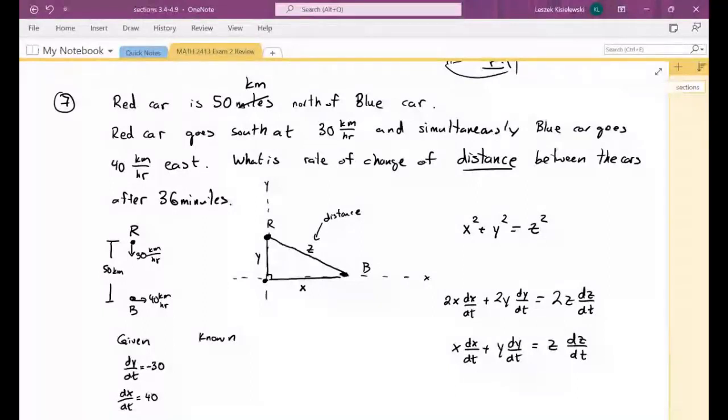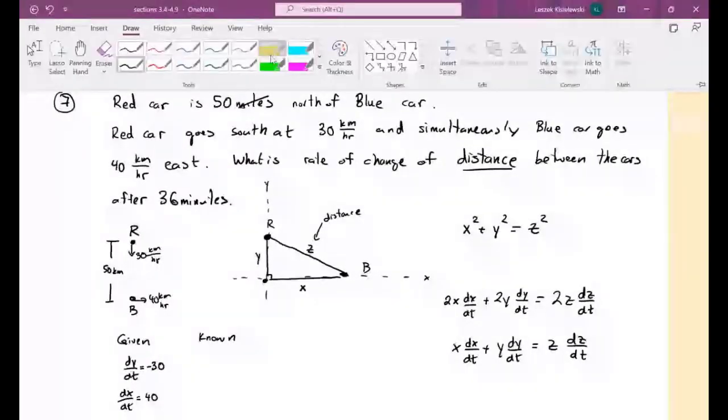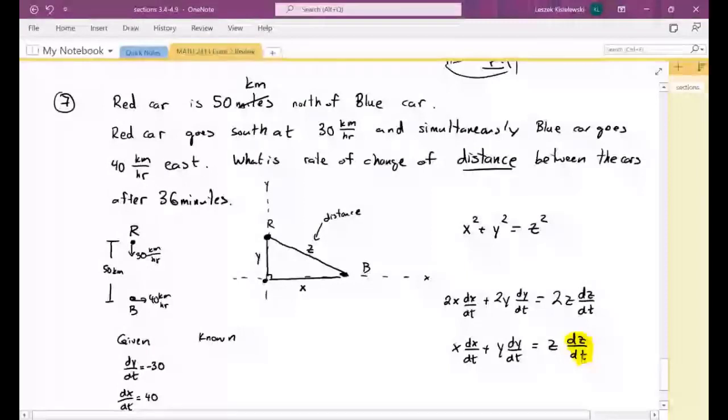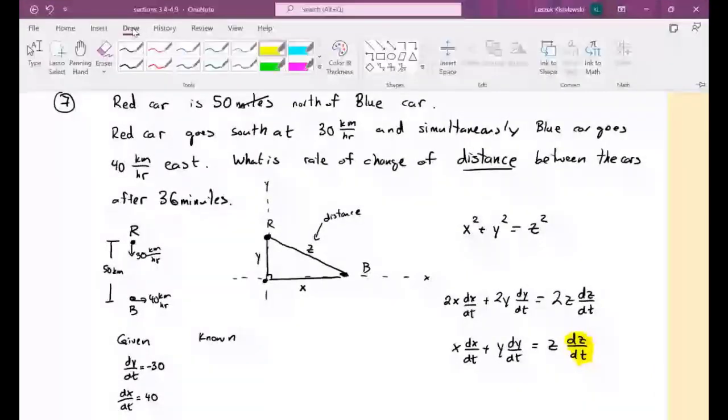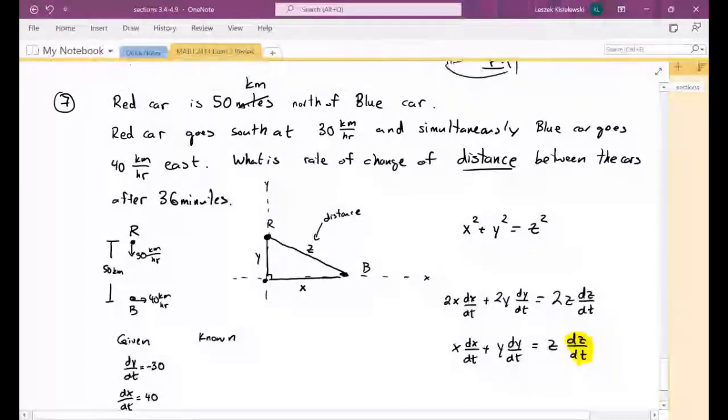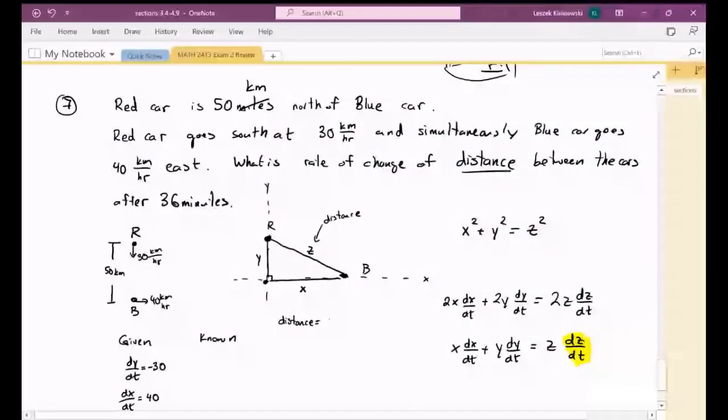Well, we still don't know x, y, and z though, right? Ultimately, this is going to be our answer, but we still need to know x, y, and z, so how do we figure that out? Well, what is x after 36 minutes? How do we figure that out? Speed times time is distance, yeah? So what's the speed of the blue car? It is 40. How much time has passed by? 36 minutes.